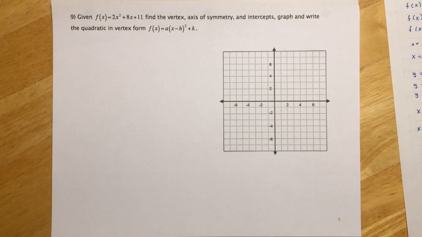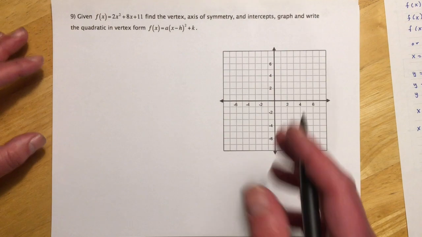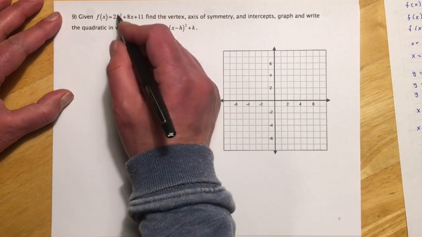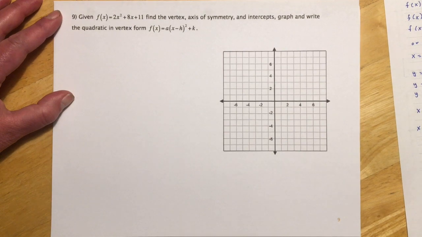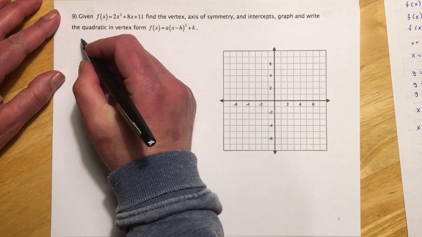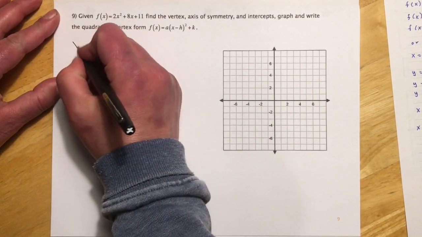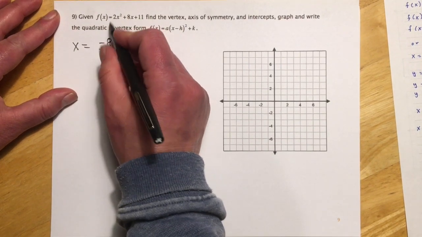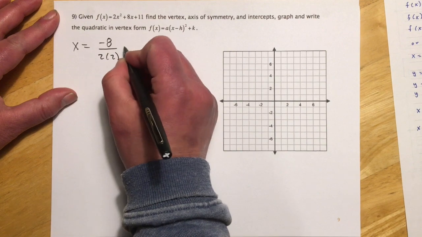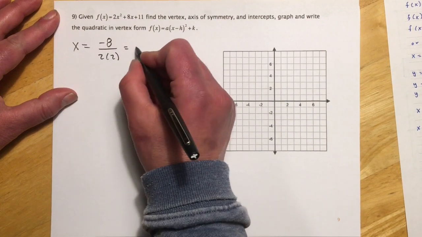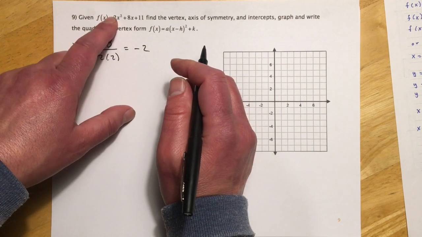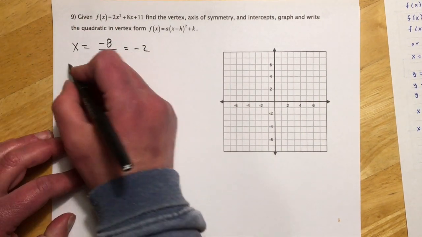Okay, so for this next one, same steps as last one, just a little bit different equation. And this time the intercepts are going to be not quite as nice. So to get the vertex, I'll do x equals -b over 2a, so -8 over 2 times 2. So that's -8 over 4, or -2. And I'll just plug -2 back into here and get my y value.